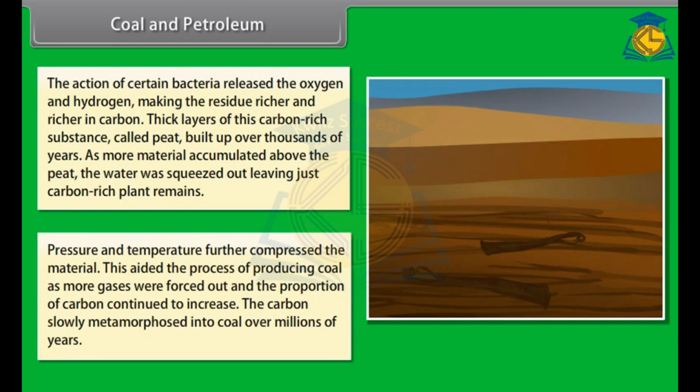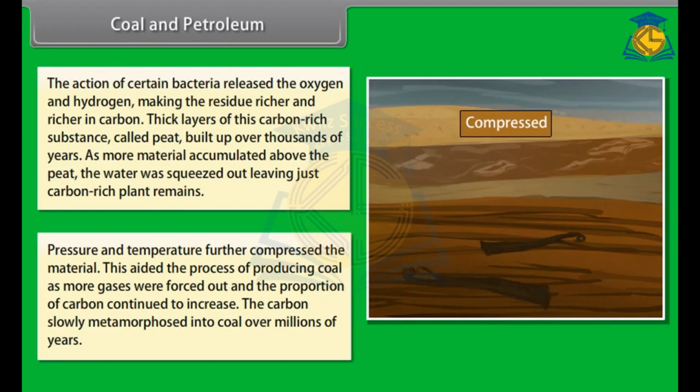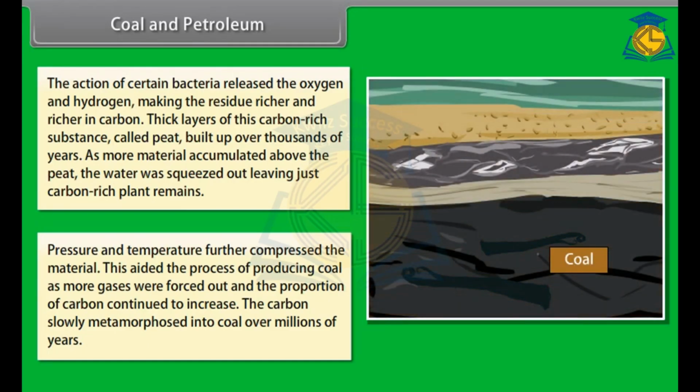Pressure and temperature further compressed the material. This aided the process of producing coal as more gases were forced out, and the proportion of carbon continued to increase. The carbon slowly metamorphosed into coal over millions of years.